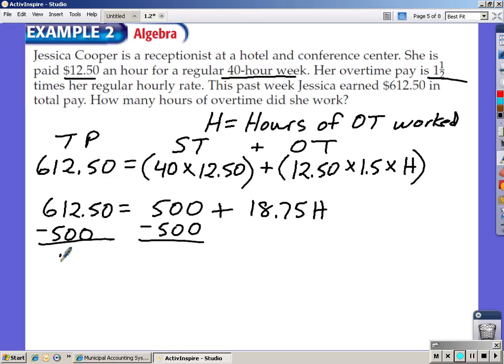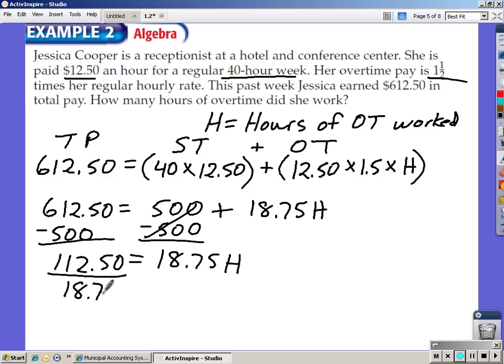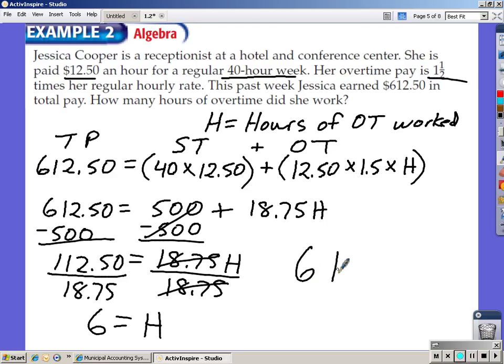$612.50 minus 500 is $112.50 equals 18.75 H. That canceled out. Divide both sides by 18.75. That's going to cancel. 112.50 divided by 18.75 is 6. So 6 equals H, meaning that Jessica worked 6 hours overtime. All right?